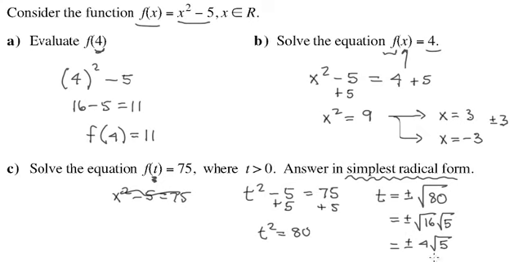Now, in some questions, if this is a person's age or how many kids they have or something like that, the negative answer might be an obvious no-go. But in this question, they said at the very top that x can be any real number. So as far as we know, this negative 3 is totally reasonable, and so is negative 4 root 5. We'd give both answers.